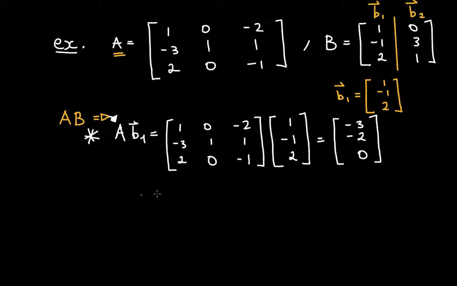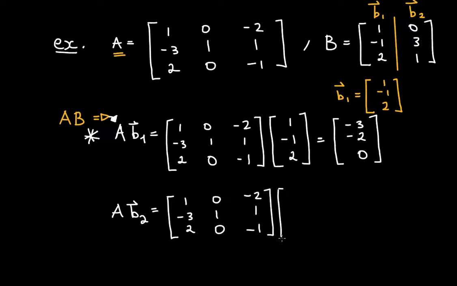Then after you do this, you take your matrix A and you multiply it with B2. So what does that look like? That would be just matrix A, and then you just multiply this by your vector B, which is 1, negative 1, 2, or I apologize, that's not it. This would be your B2. So this would be 0, 3, 1. And again, just to conserve time, this will be equal to negative 3, negative 2, and 0.